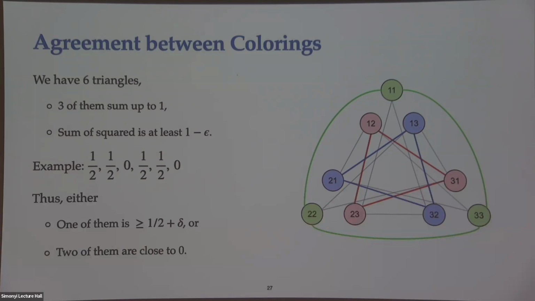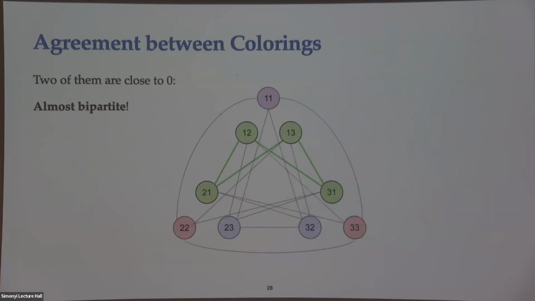What does this give you? This gives you something that looks like a bipartite graph. Let's say we delete the triangle 1,1, 2,2, 3,3, and also 1,1, 2,3, and 3,2. Let's delete these 2 triangles. Now we are left with these 4 vertices: 1,2, 1,3, 2,1, 3,1. And they form a bipartite graph. The graph is almost bipartite.